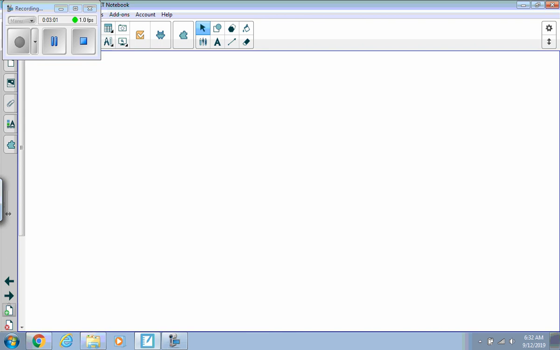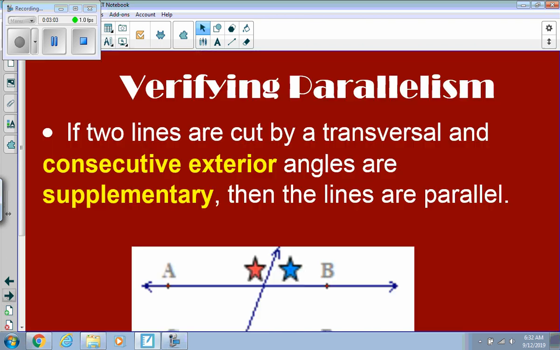Same thing with consecutive exterior angles. Consecutive exterior angles have to be supplementary. So if they're on the same side and on the outside, they have to be supplementary. And if they're not, the lines are not parallel. If they are, then the lines will be parallel. So again, there are 5 ways to prove things to be parallel: corresponding angles, alternate interior, alternate exterior, consecutive interior, and consecutive exterior. It's those vocab words that we practice multiple times in class.